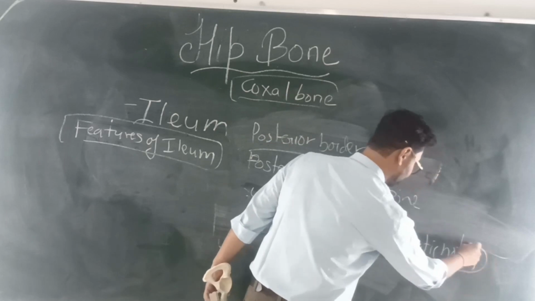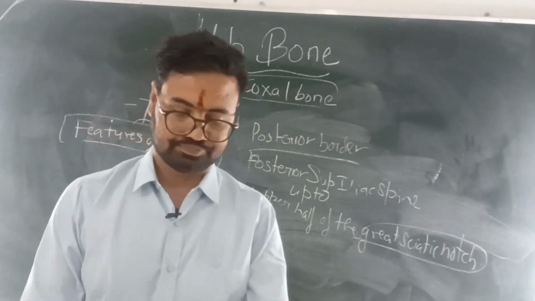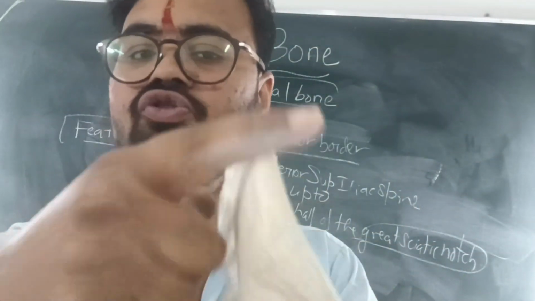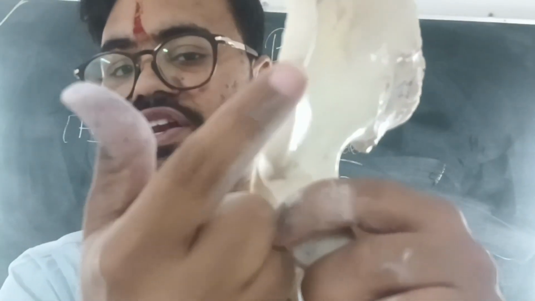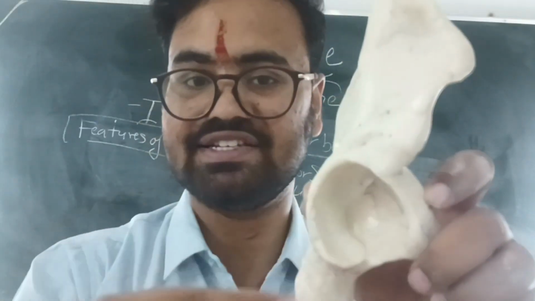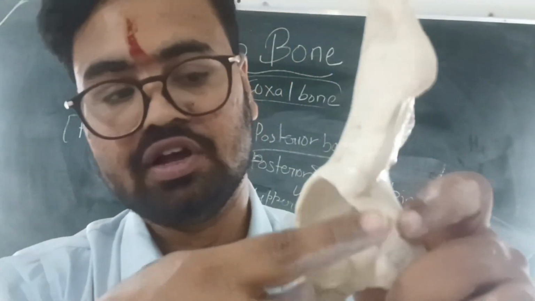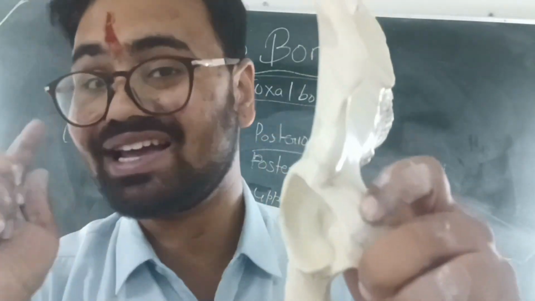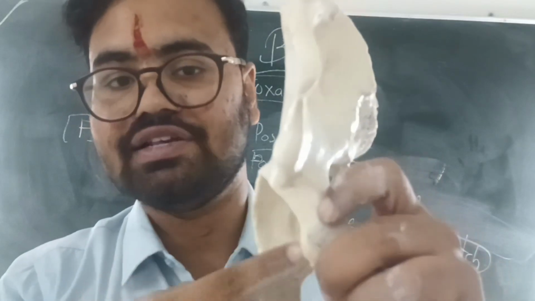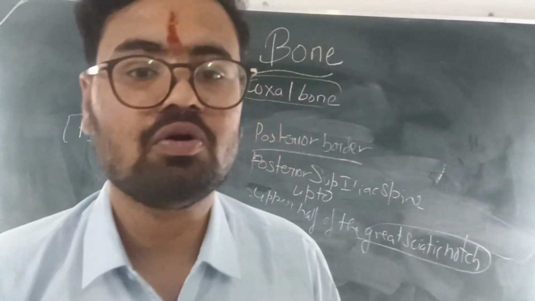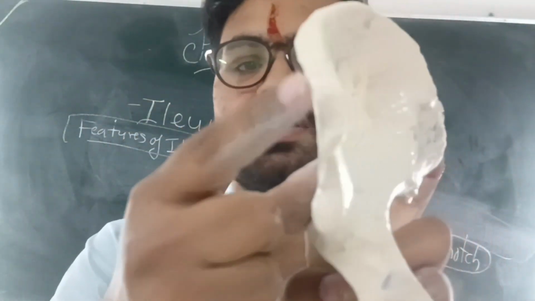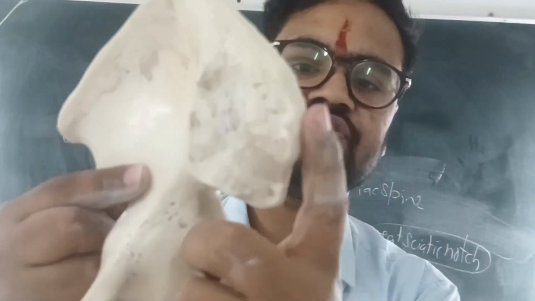Now let me describe what is greater sciatic notch. See, this is ilium, this is the iliac crest I told you about, this one is the anterior superior iliac spine, and this one is the acetabulum. The acetabulum lies laterally on the outer surface. So this anterior border extends from the anterior superior iliac spine up to the acetabulum. Now we will talk about posterior border. This one is the posterior superior iliac spine.